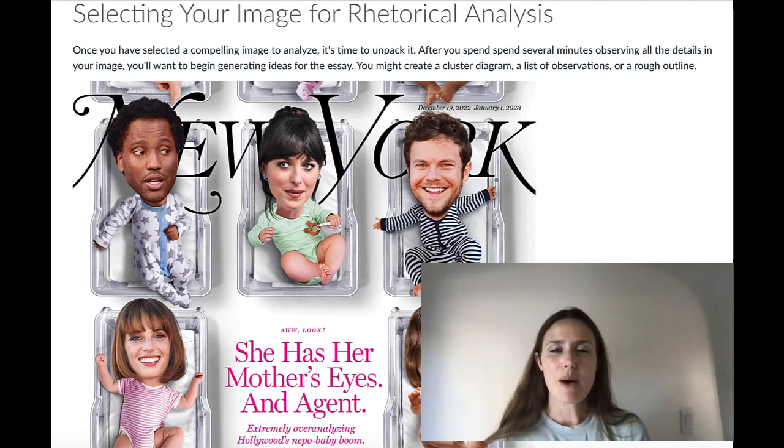So how would we go about doing this? Well, once we've selected our image, whatever image you're choosing, we'd want to spend probably 20 minutes just making observations. You could make a list of observations, you could make a cluster diagram, you could do some free writing, just noticing what you see.